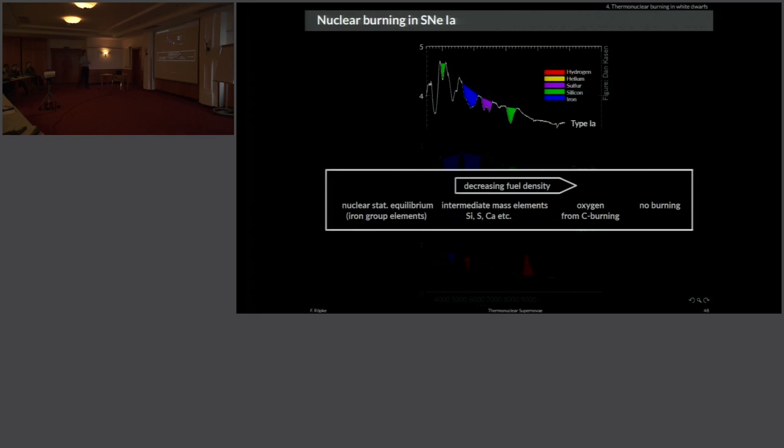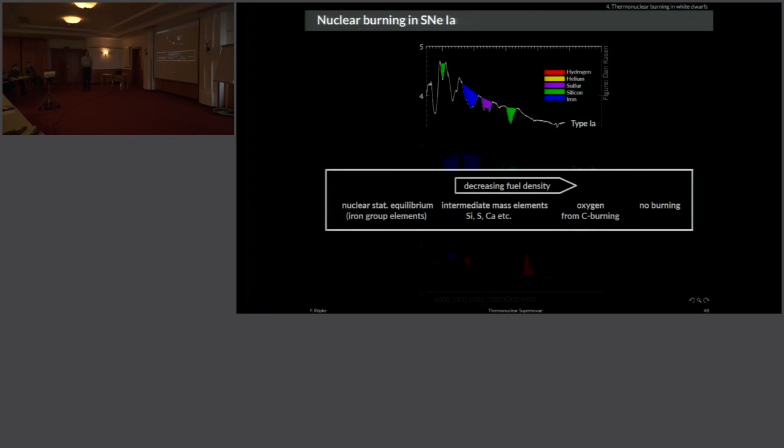And this can be explained by our picture of a combustion wave propagating down a decreasing fuel density gradient, because at the highest densities near the center of the white dwarf star that explodes, we will reach nuclear statistical equilibrium and iron group elements will be formed in the end. Then if we go down to lower densities, burning becomes incomplete, and intermediate mass elements such as silicon, sulfur, and calcium are produced.